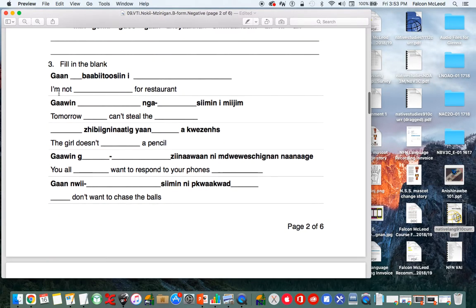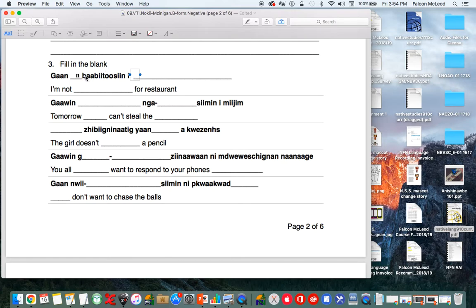Fill in the blank. So we got to match it to the English. We got gone blank, Bobby to seen blank. And our English is I'm not blank for the restaurant. I think that should say for the restaurant. So I'm not. So that's first person singular and negative. So we got our negatives here, but what we don't have is our first person pronoun prefix singular, which is an N sound. Remember, N is neen, which means I or me. So I'm not waiting for the restaurant.